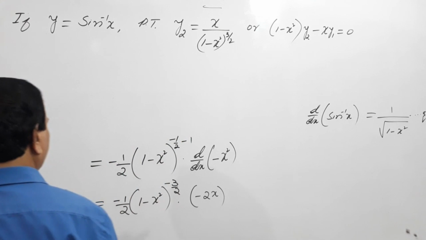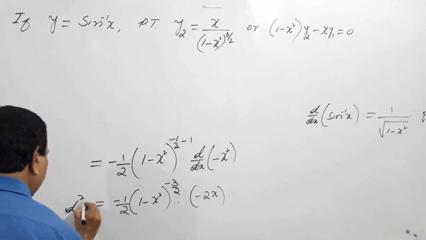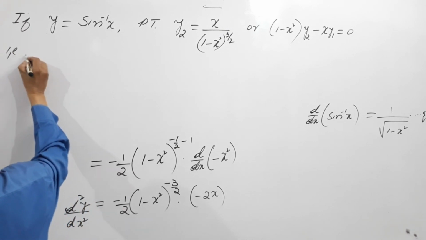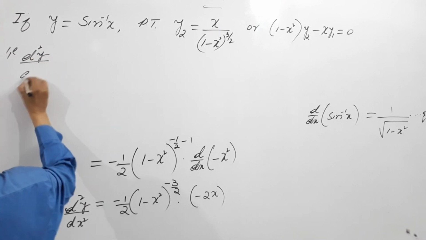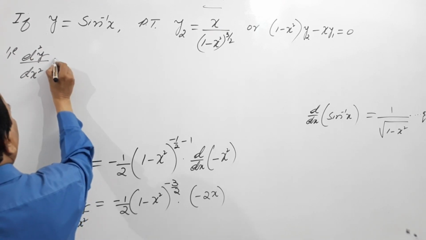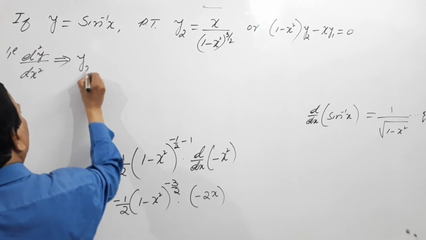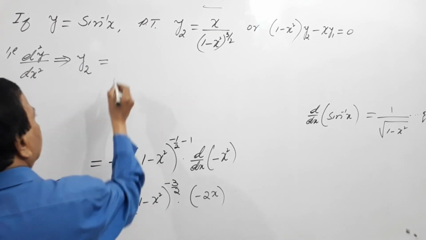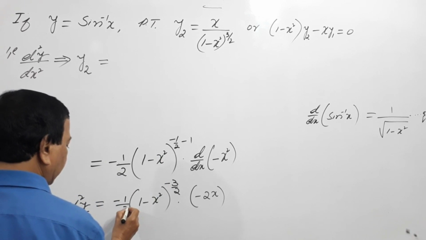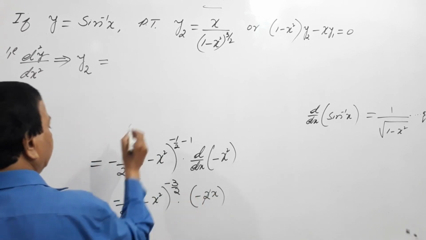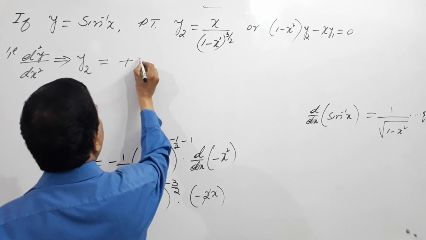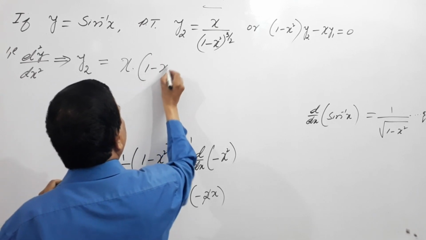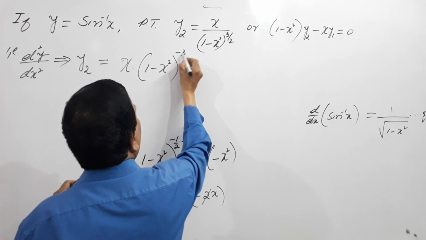So minus into minus plus. What is this? Our d square y by dx square, which is nothing but y2, it is also called y2, equals, so I'll cancel this 2 here itself, and this will become minus into minus plus as it is, I need not write that, x into 1 minus x square to the power of minus 3 by 2.